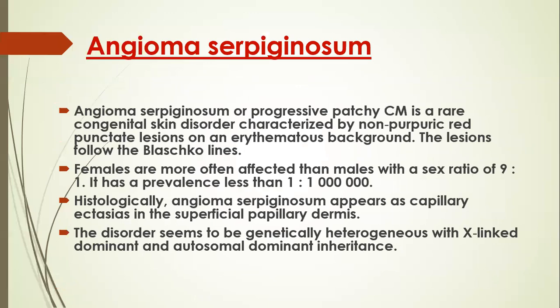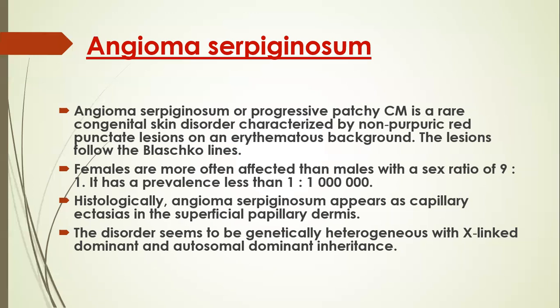Angioma serpiginosum. Angioma serpiginosum or progressive, patchy, capillary malformation is a rare congenital skin disorder characterized by non-purpuric, red punctate lesions on an erythematous background. The lesions follow Blaschko lines. Females are more often affected than males with a sex ratio of 9:1 and it has a prevalence of 1 in 1 million.